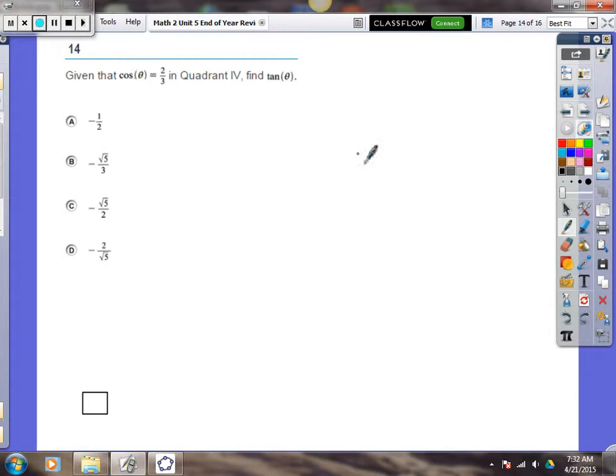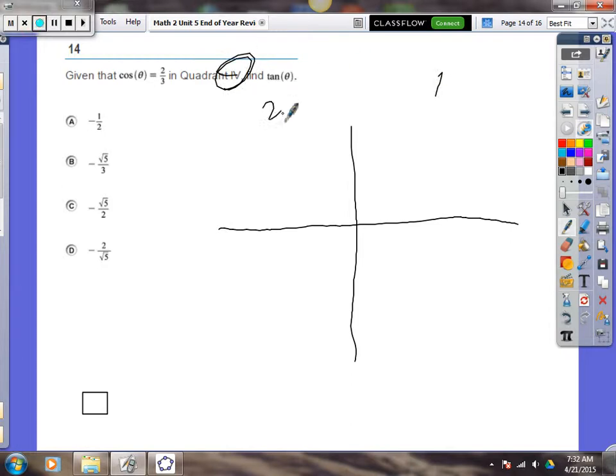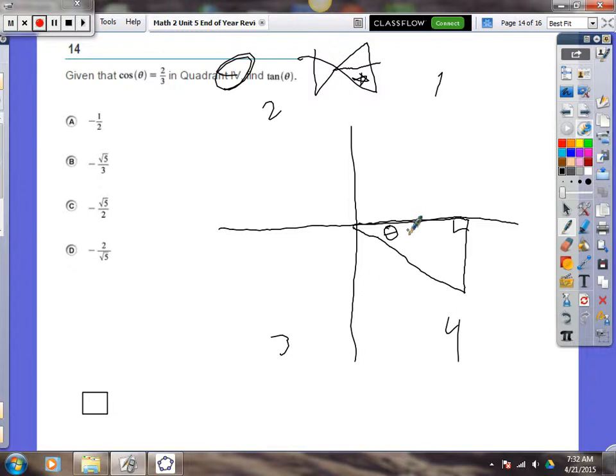Okay, 14. So this is another trig in the coordinate plane. So let's draw the coordinate plane. Okay, now quadrant 4. That's 1, 2, 3, 4. So it's going to be right here. Now remember your bow tie. So if it's in quadrant 4, this is the one right here you're looking at. So you're going to go over, you're going to go down, and you're going to go up. And there's my 90, and here is theta.